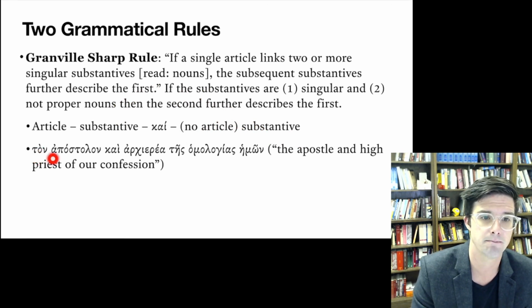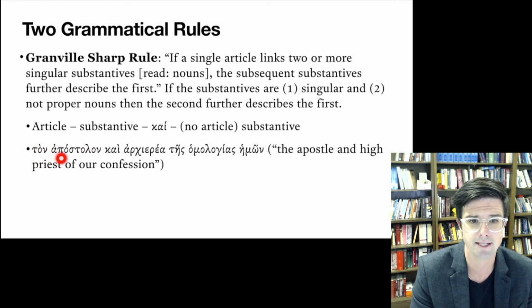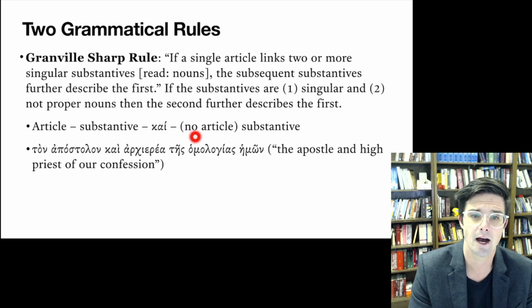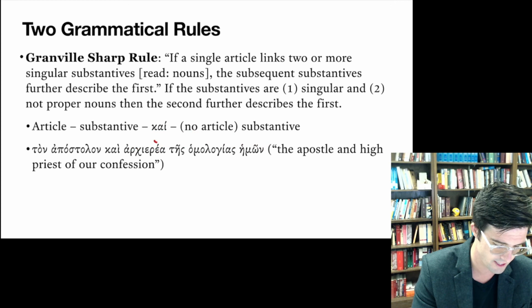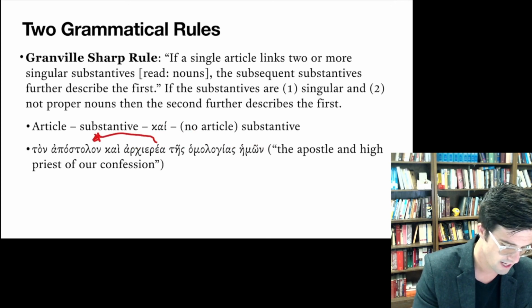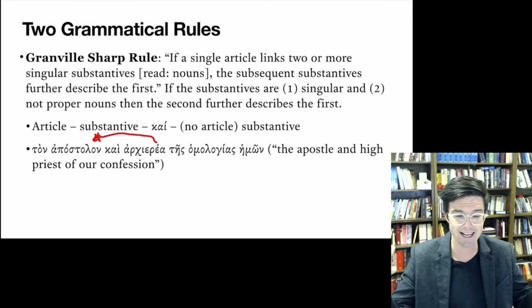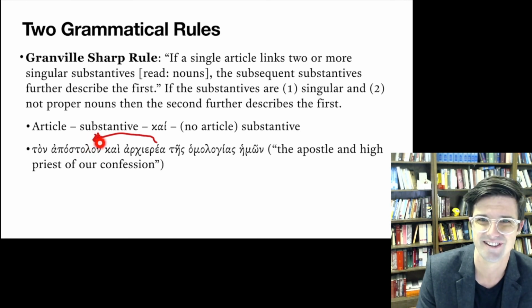So ton apostolon, referring to Jesus here, the apostle, kai archierea, and high priest of our confession. So here the high priest of our confession is telling us more. It's sort of unpacking the apostle right here.